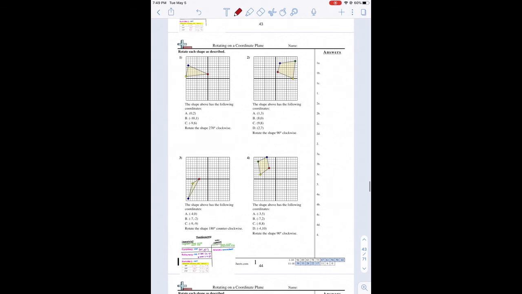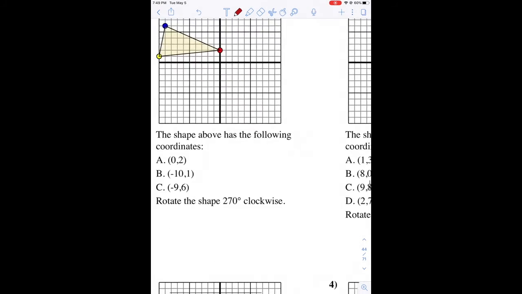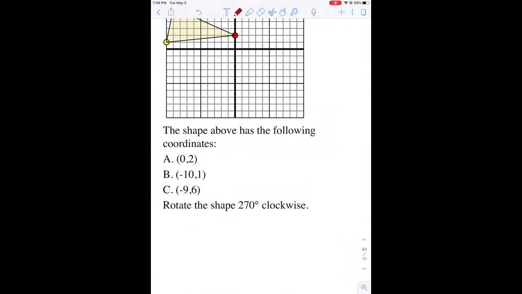On the next page, I'm not going to do this page along with you, but I do want to point out a couple of things in the instructions. So on this page, they're trying to trick you a couple of times. They say, rotate the shape 270 degrees clockwise. With clockwise, none of our rules are going to work. So you have to convert that to the counterclockwise rotation.